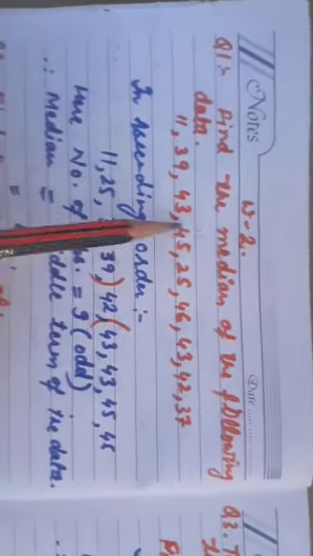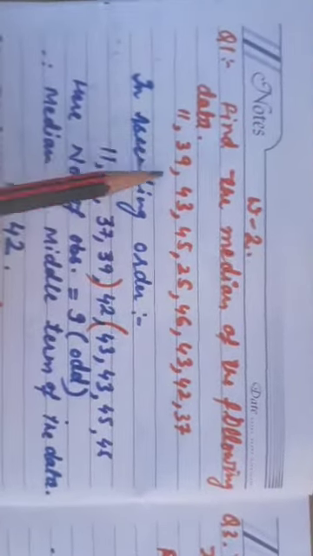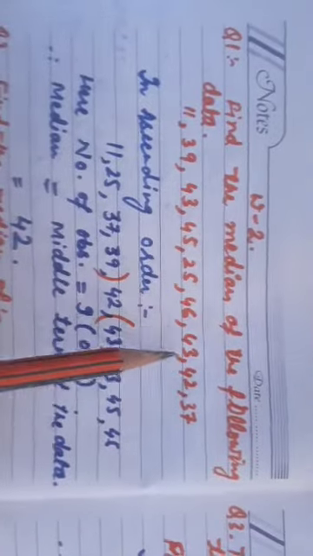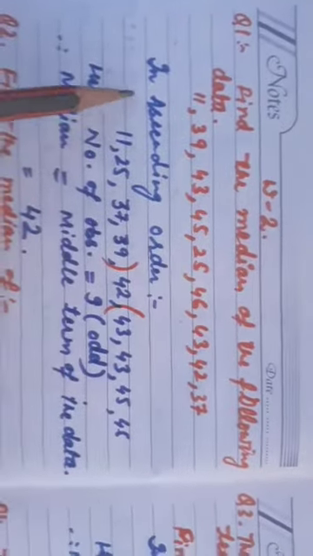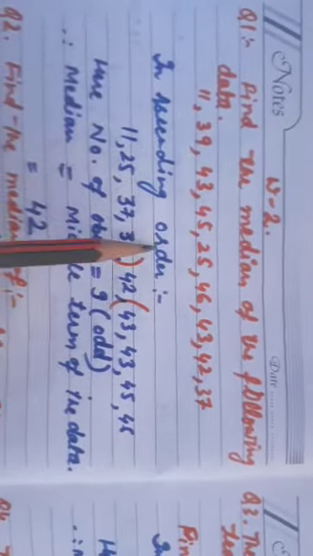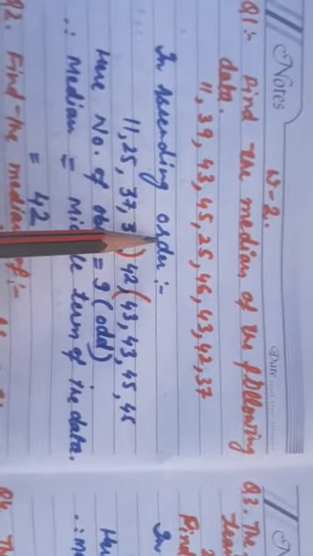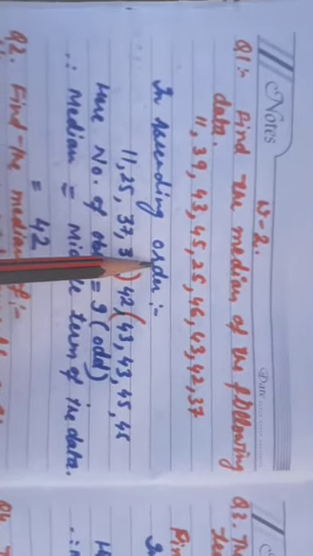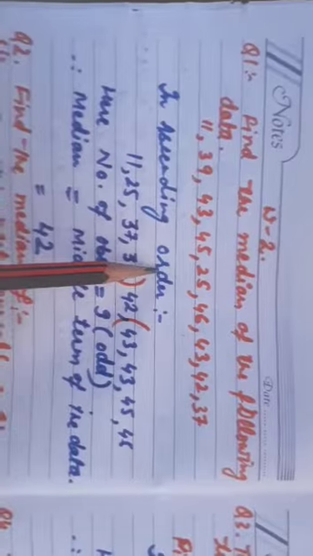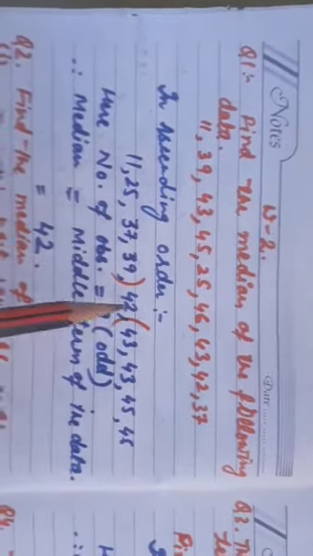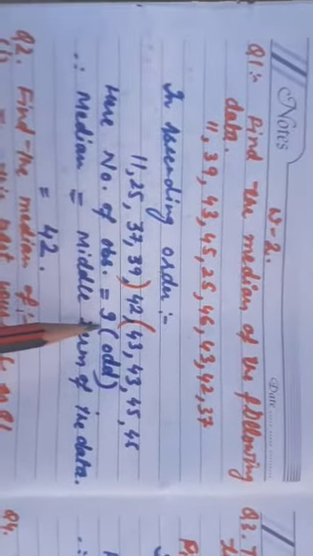Now we are doing some questions related to this exercise. First question is: find the median of the following data. Firstly, we will arrange it in ascending order. The first step is to arrange the given data in ascending or descending order. After this, we have to check the number of terms. The number of terms is 9.